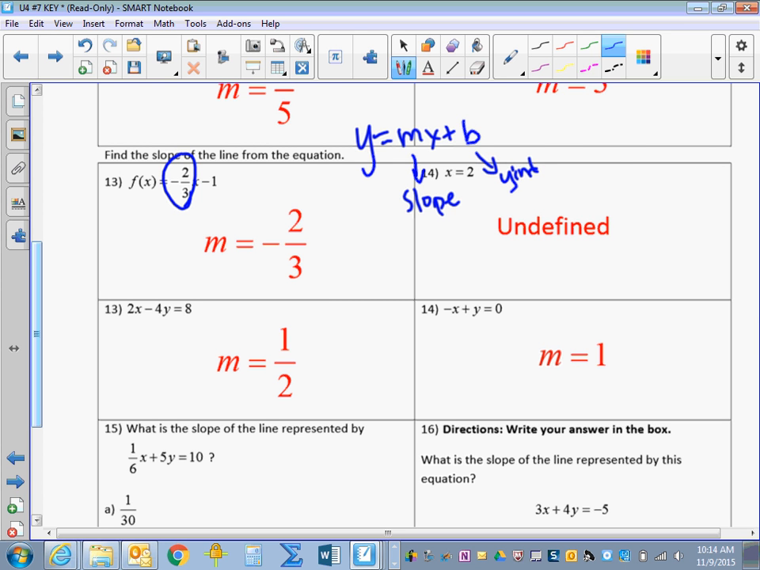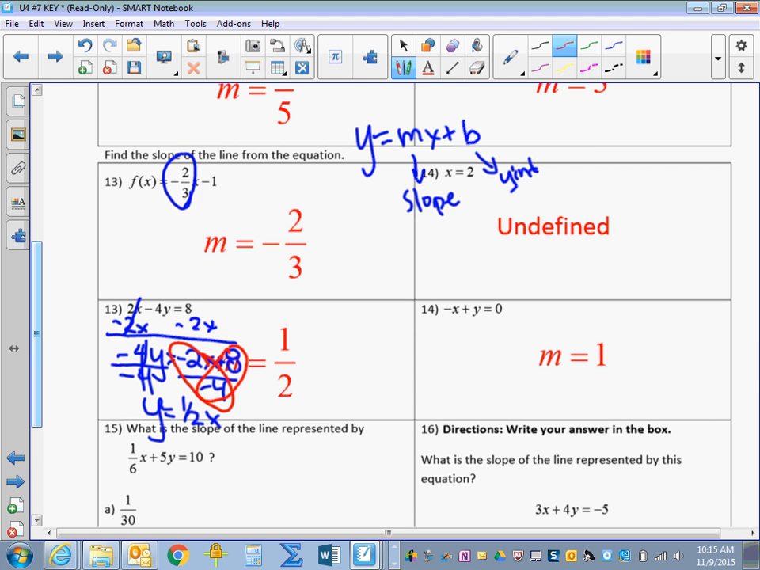Now let's go and just do this other number 13 as well, because this is a little bit trickier than before. Here it's not in y equals form, so we need to get it in y equals. So I subtract my 2x, and I get negative 4y. Can I combine 8 and negative 2x together? No, they are not like terms. This has an x. Equals 8 minus 2x. But we do like to write it in this form with the x in front. So I divide by negative 4. I get y equals negative 2 divided by negative 4, which is 1 half x, and 8 divided by negative 4 is negative 2.